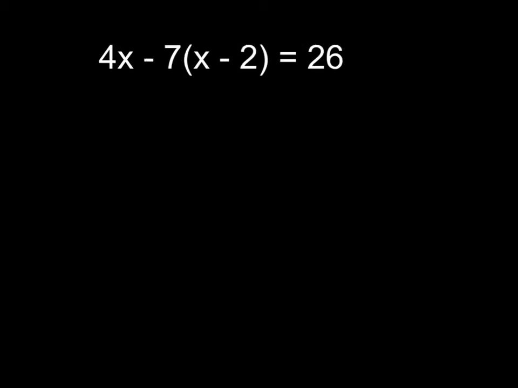Let's try another one. Again, we need to simplify on the left-hand side of the equation, and the right-hand side of the equation is already simplified. We're going to distribute that 7 that's in front of the parentheses, but be careful because we're actually going to be distributing it as a negative 7. So we're going to multiply this negative 7 by x, and we're going to multiply this negative 7 by the 2.